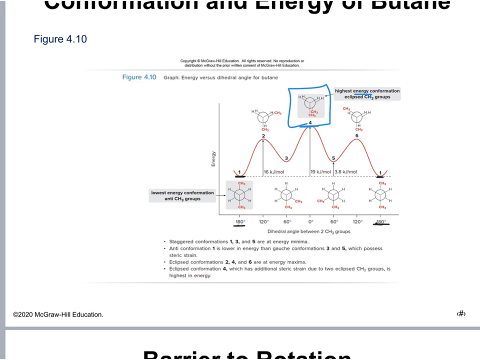And then these eclipsed are still pretty high energy. These are the eclipse. This is called total eclipse. So this is just eclipse. This is total eclipse. These are anti. And then these right here, this lower energy is the gauche. Sometimes you'll see it marked like that. This is the gauche interaction.